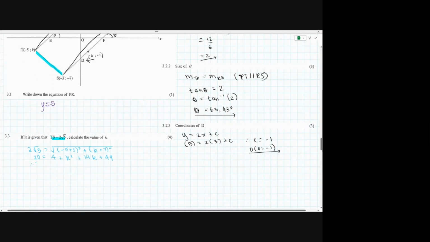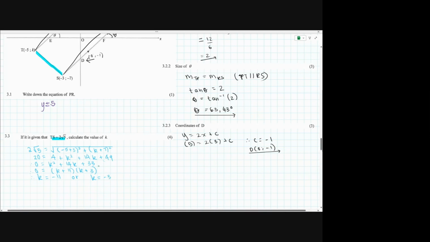So that means I need to make one side equal to 0. I've got k squared plus 14k. 4 plus 49 gives us 53, but then we have to subtract 20. So that gives us plus 33. And now we go and factorize. Now remember, grade 12s, you can use the formula. If you aren't super comfortable with factorizing by hand, just use the formula. There's no need to panic. This is quite an easy factorization. So this would be k plus 11, k plus 3. And so we get that k is either equal to -11 or k is equal to -3.